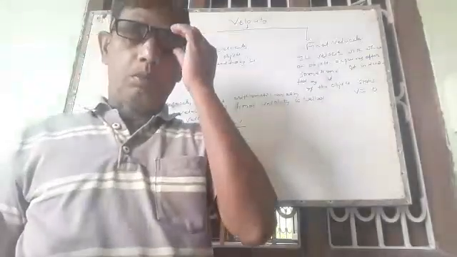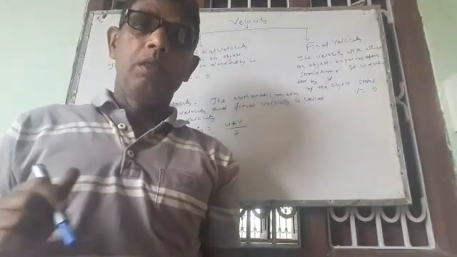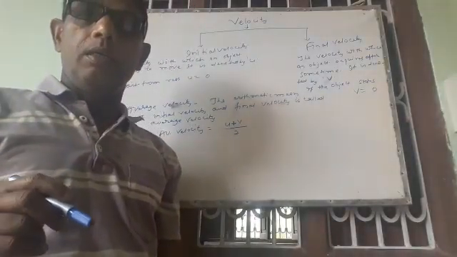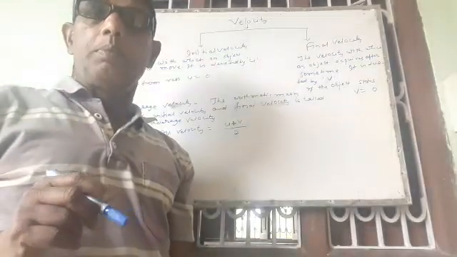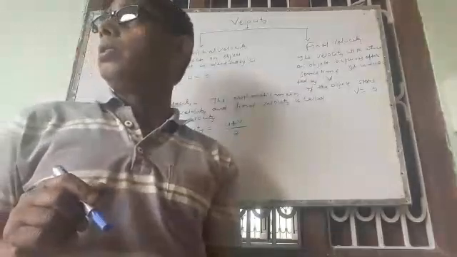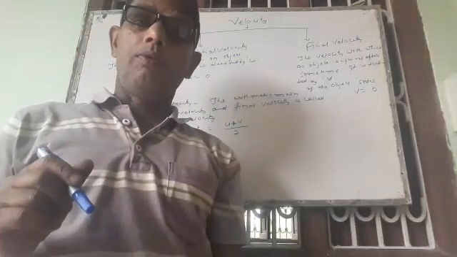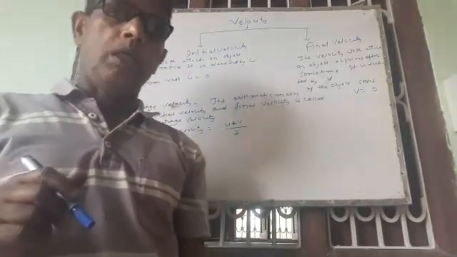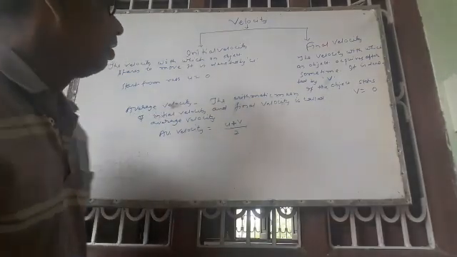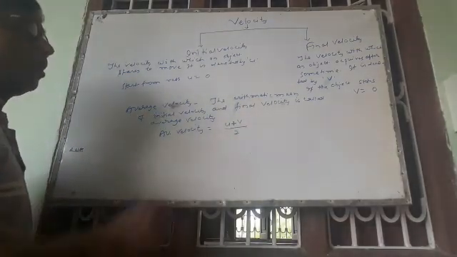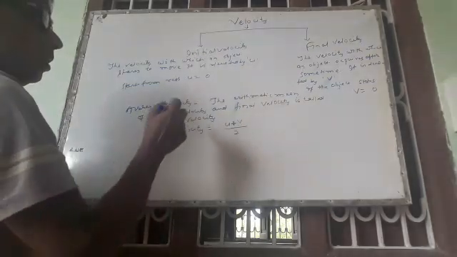Dear students, today I am going to explain velocity and its types. Yesterday I defined what we mean by velocity: the displacement per unit time is called velocity. Today I am going to explain the types of velocity. As I have written on the board, there are two types of velocity.